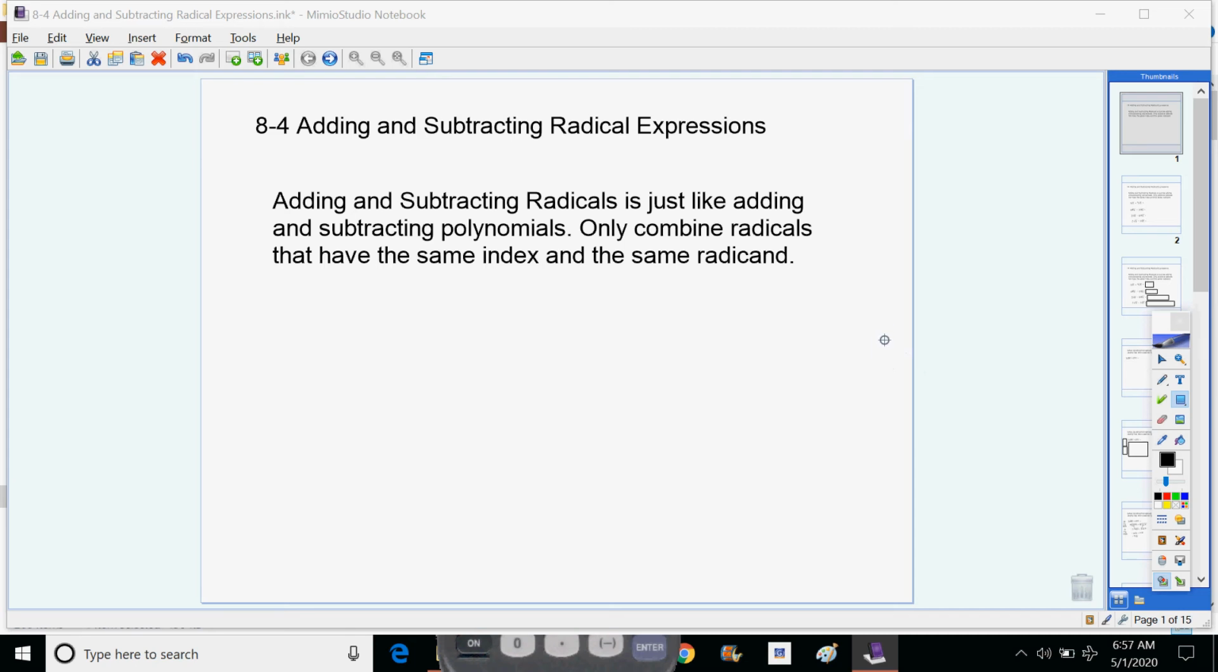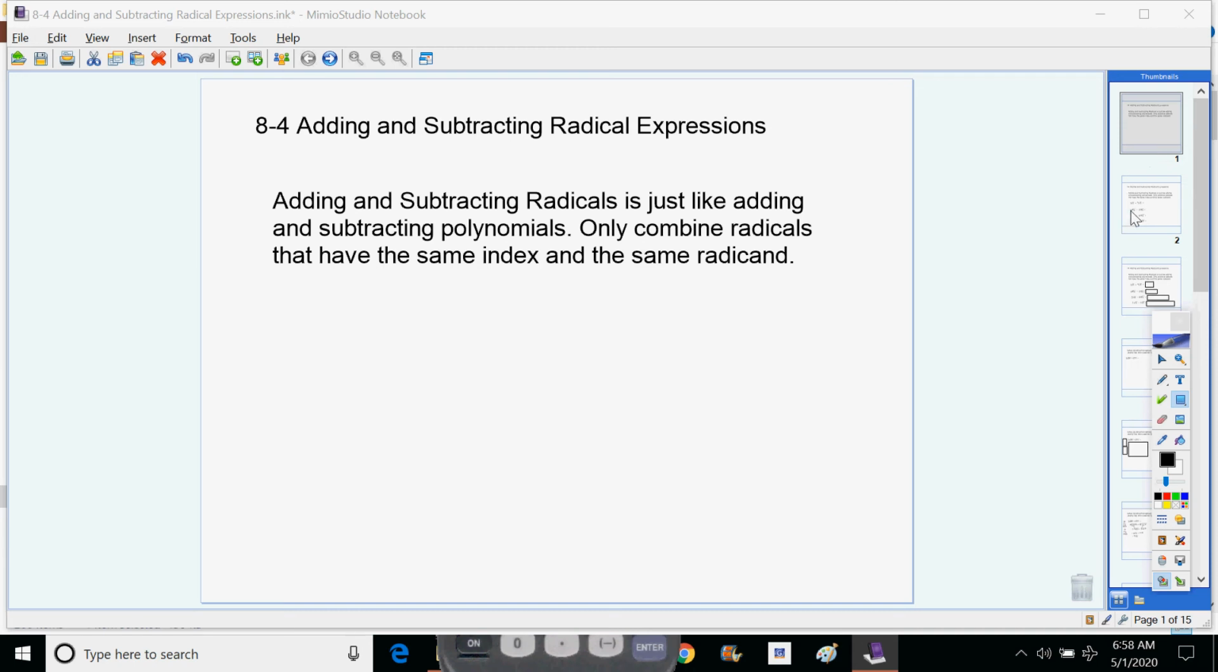Let's jump in today and work on adding and subtracting radical expressions and reviewing those properties. Some of it's review, some of it's new, but I think you'll find that it's not too bad. We are kind of hitting the home stretch here, so be encouraged with that. And let's just make sure that we finish up what we need to finish up.